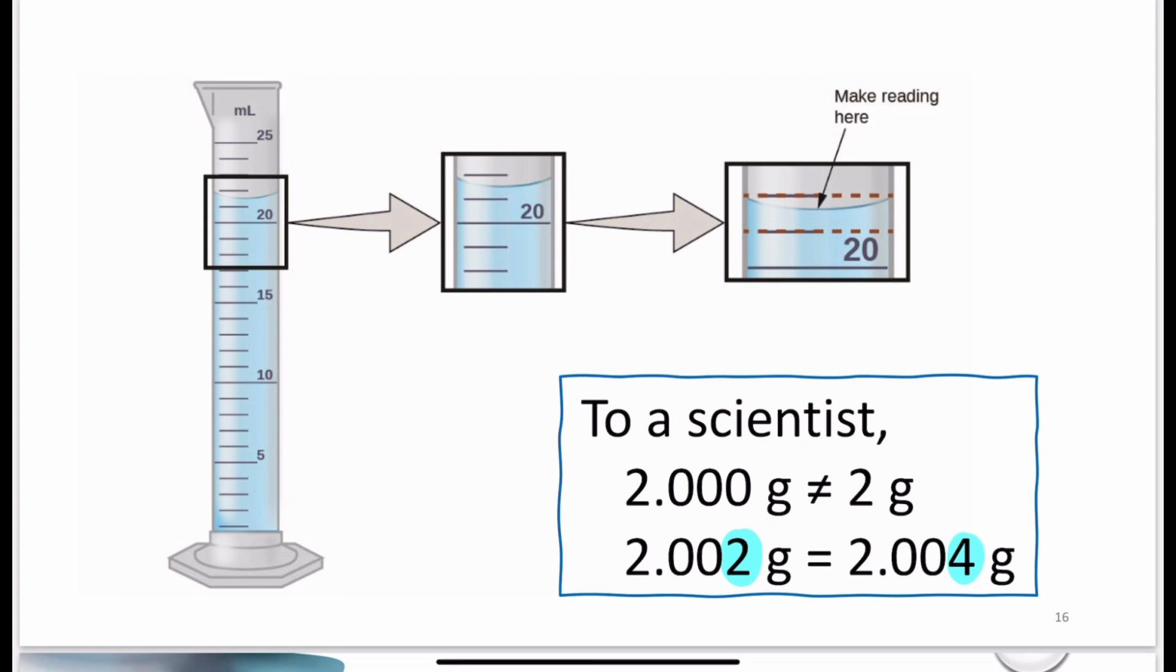So even if you're in a lab and you record something off of a balance, the very last digit the balance gives you is an estimation. But all of that is your significant figures. Your sig figs are all of your certain digits, 1, 2, 3, and your first uncertain digit, 4.